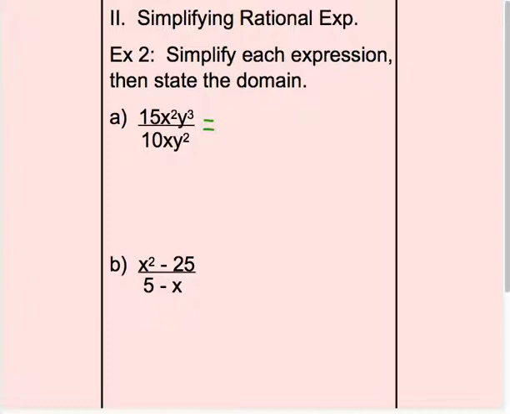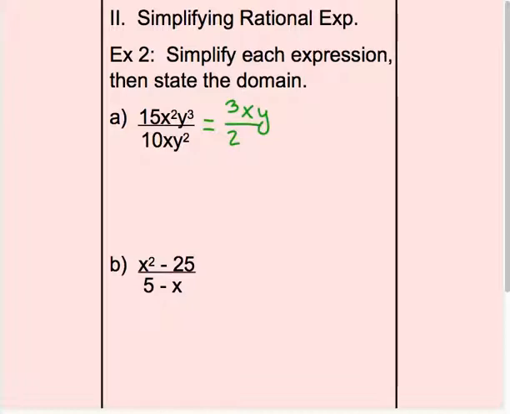So 15 and 10 have a common factor of 5. We're going to divide each of those by 5. X squared divided by x is x. Y cubed divided by y squared is y. So our simplified expression is 3xy over 2.